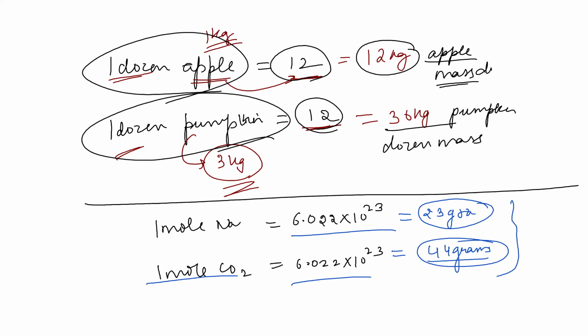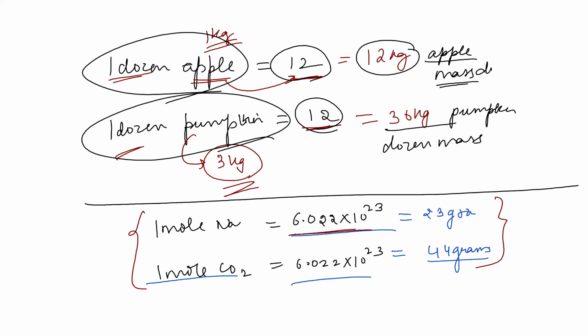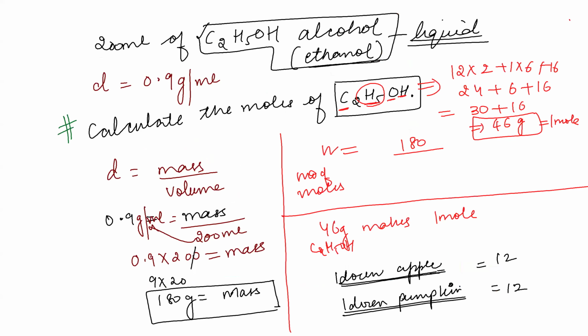Got the point? You have to understand it that way: when you have 1 mole of sodium and 1 mole of CO2, the number of particles remains the same. Why do I say 46 grams of C2H5OH makes 1 mole? Because there can be 1 mole of any substance, but the masses will change because their sizes change. So 46 grams of C2H5OH makes 1 mole.